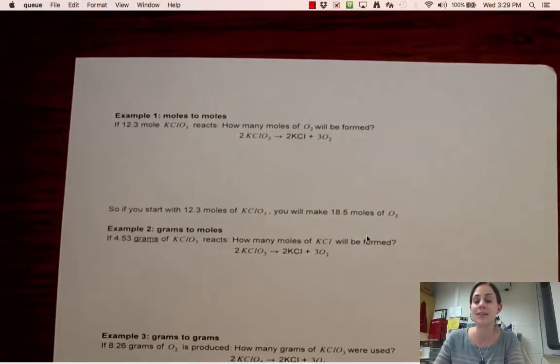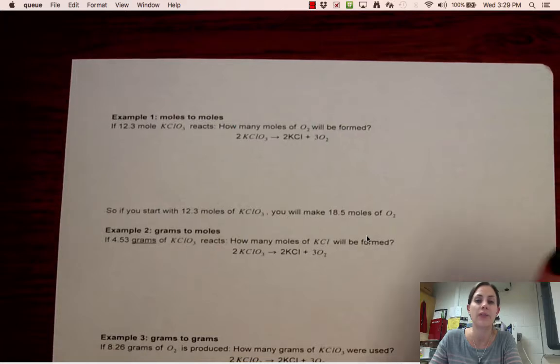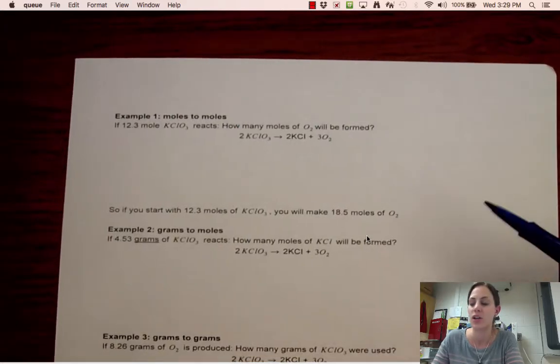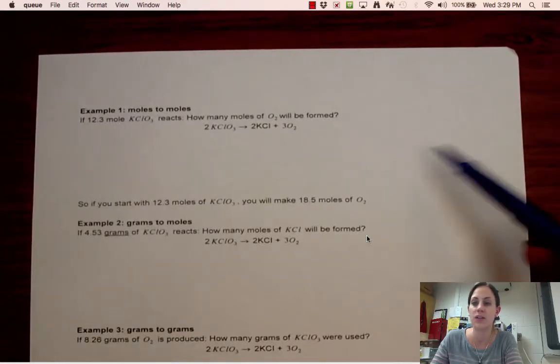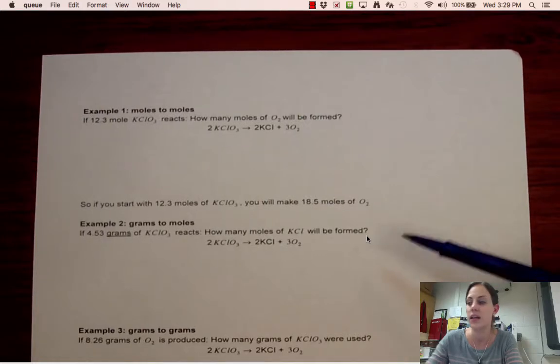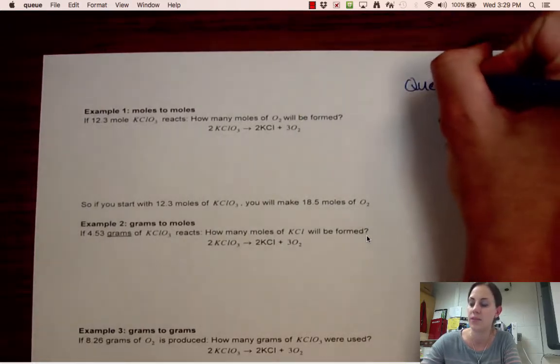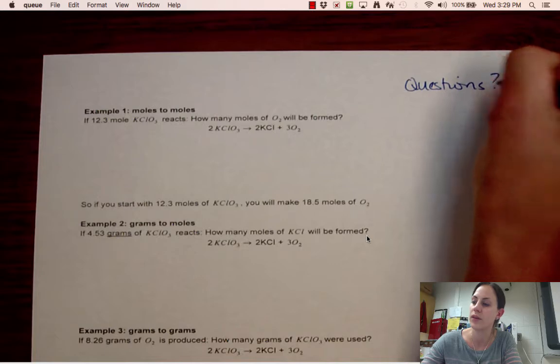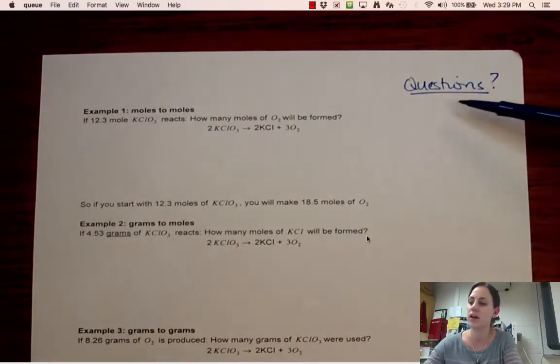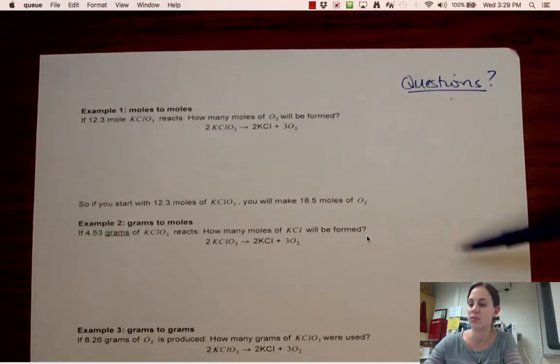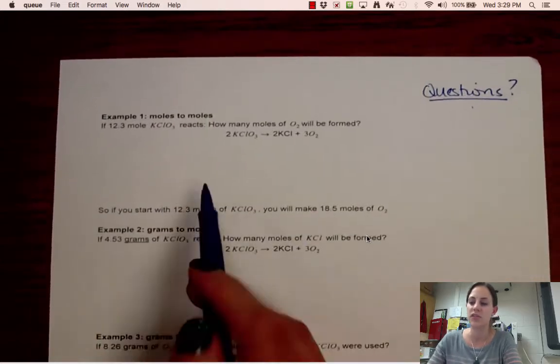Remember that you can pause these examples at any time and go back and rewind if something doesn't make sense. You also have the benefit in the margin over here to ask a question if something doesn't make sense to you. So write down any questions you have as you're doing these examples over here on the side. So let's do the first example.